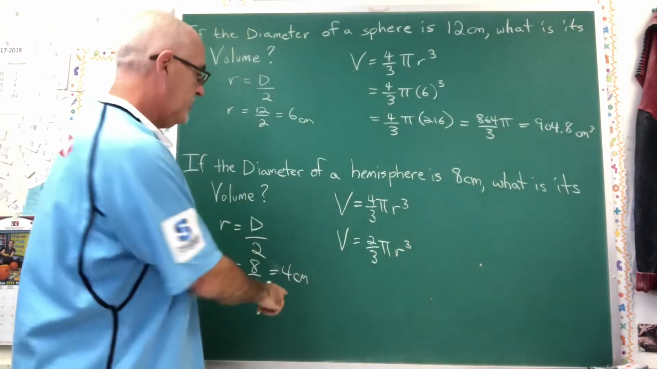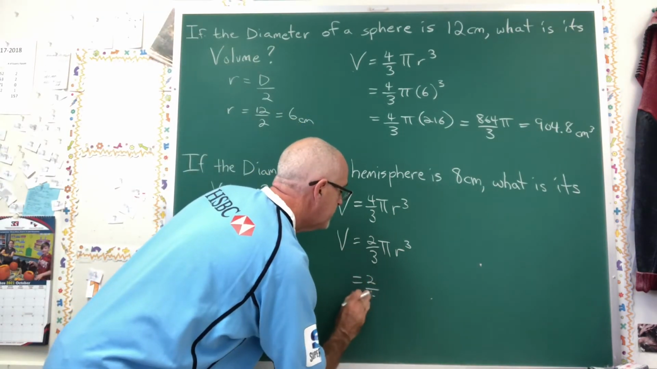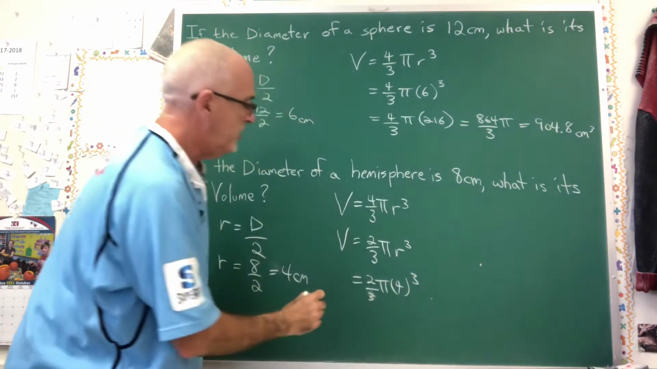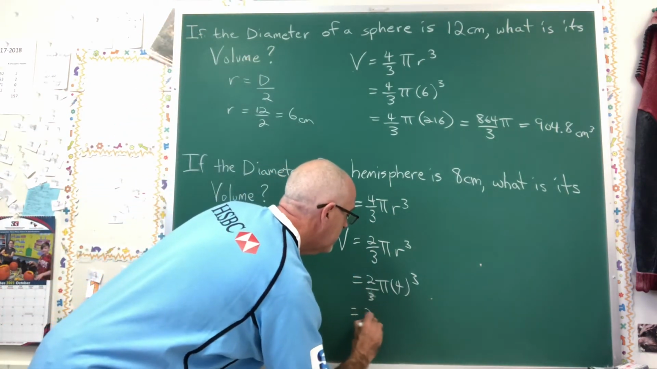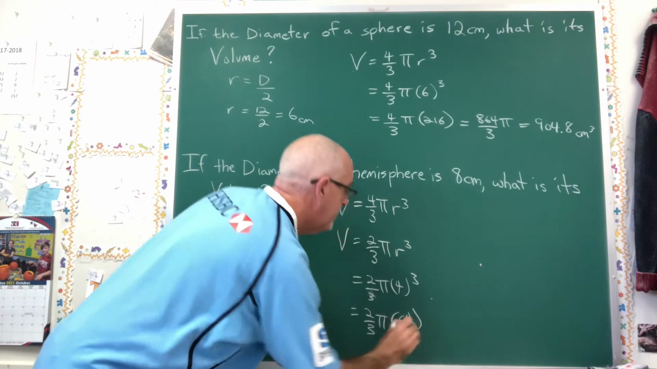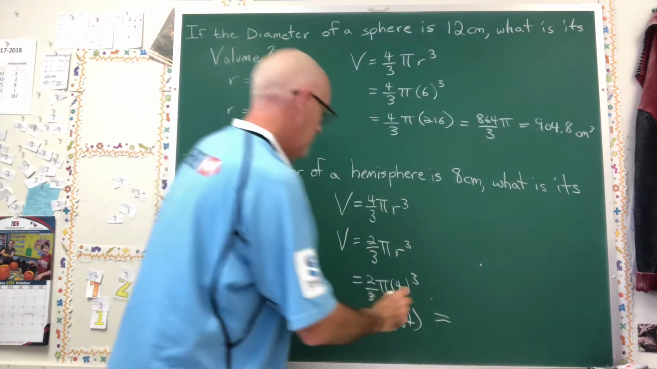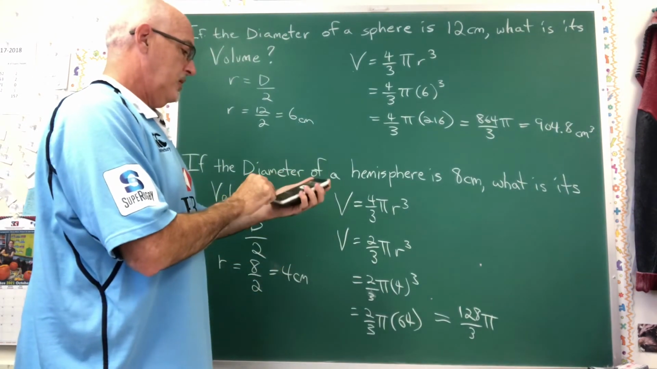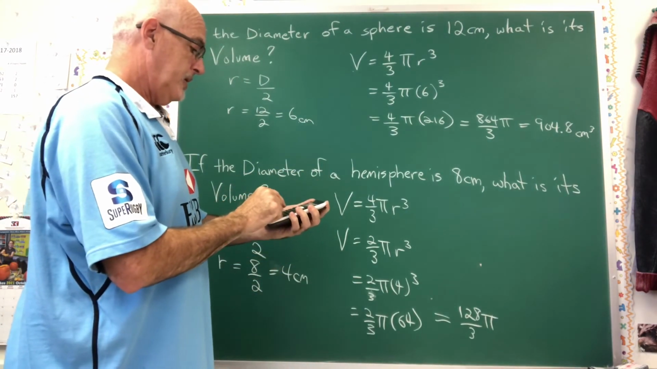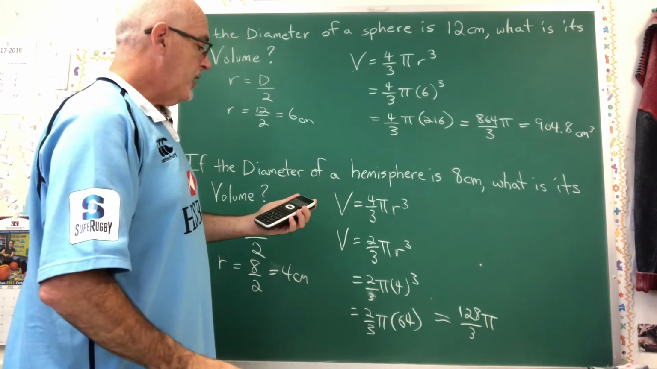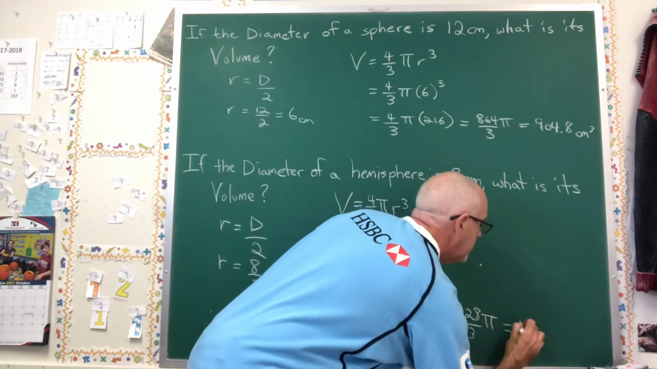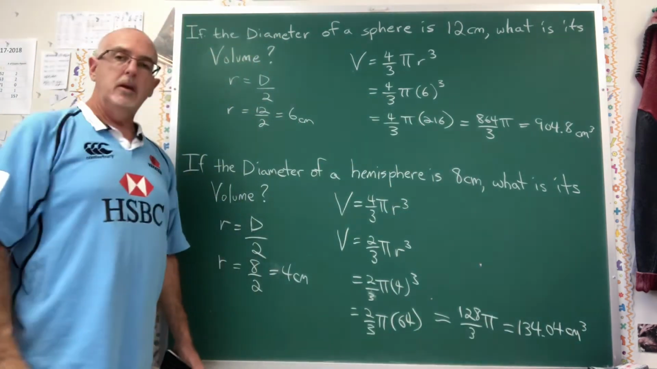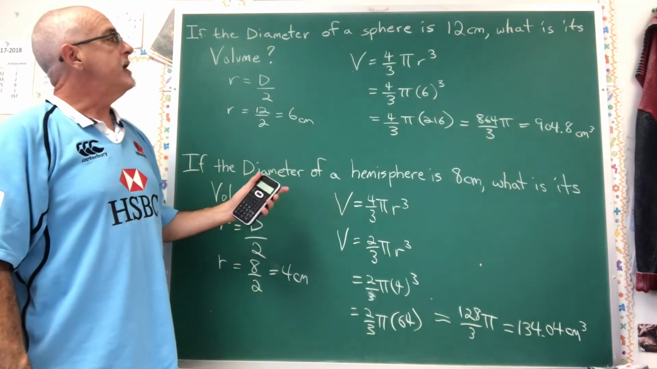Now we're plugging in our r, which was 4. We have 2/3 pi times 4 cubed. 4 cubed is 64. 2/3 pi 64, which is 128/3 pi. And now going into decimal mode, 128 times pi divided by 3, 134.04 centimeters cubed. So only a small extra step when you're given the diameter instead of the radius.